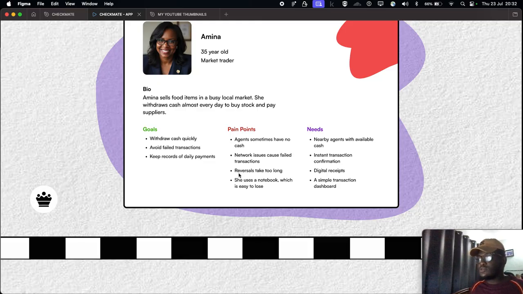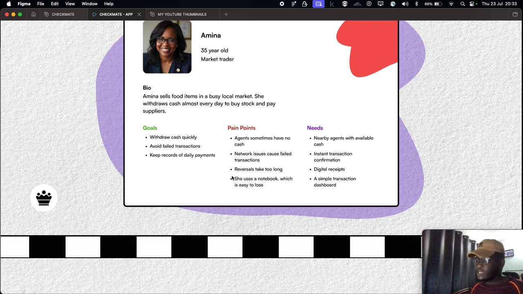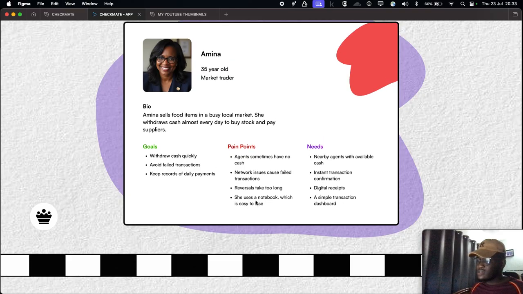And then she also says, oh, reversals are too long. Maybe she sends money to someone, and there was a need for a reversal, but it's taking too long. You get? That's also a pain for her as a market trader. It will affect her own business. And she uses a notebook which is easy to lose.